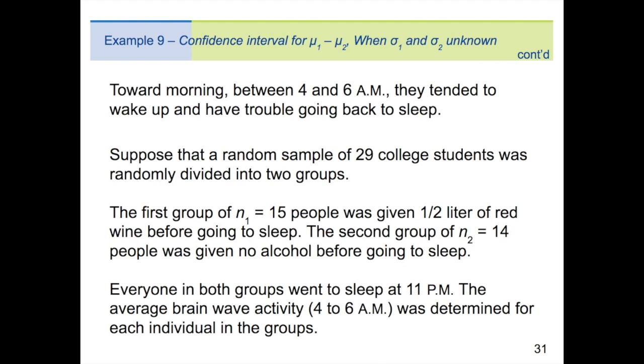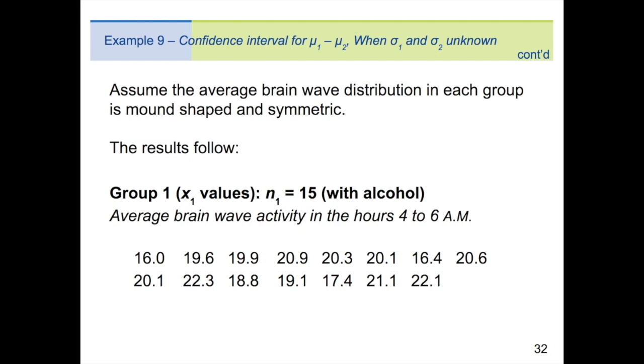Everyone in both groups went to sleep at 11 p.m. The average brainwave activity from 4 to 6 a.m. was determined for each individual in the groups. Assume the average brainwave distribution in each group is mound-shaped and symmetric. The results follow. Group 1, the x sub 1 values, with n sub 1 equals 15, we have this data. So it's the average brainwave activity in the hours of 4 to 6 a.m.